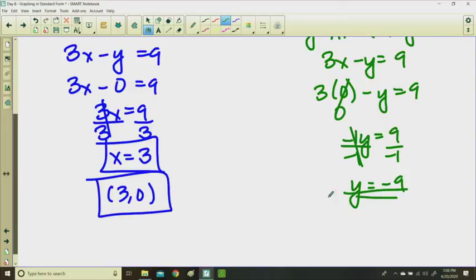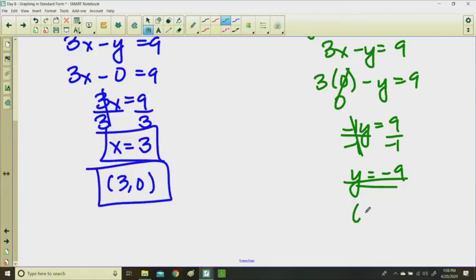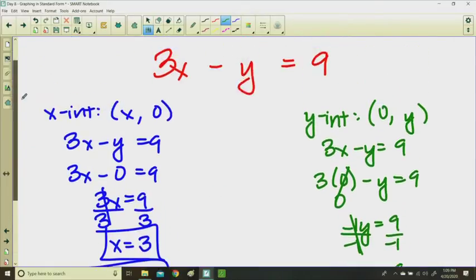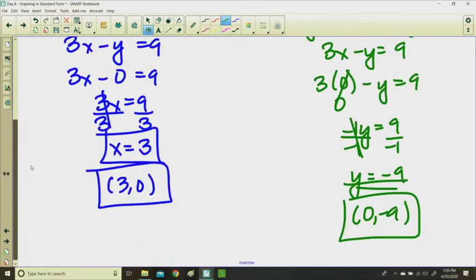Remember, this is not your solution. You need to make it into a coordinate. It's a point. So our y-intercept is going to be (0, -9). There you go. Easy. Hopefully you're okay with that.